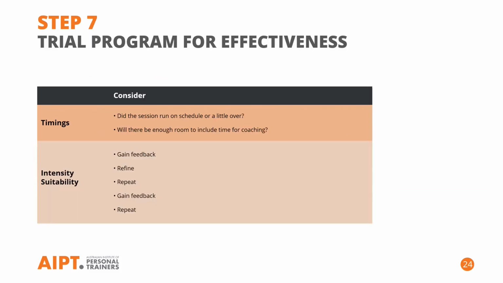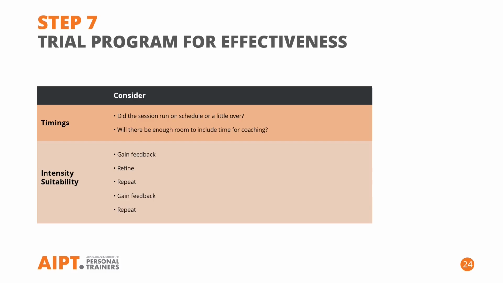And our final step after we've put it all together is to run the program and then trial it for effectiveness. So the things we want to look at here are the timings, first of all. So questions to ask would be, did the session run on schedule or under time or overtime? And if it did, what can you do to fix that? Can you take something out? Can you add something in? And have you given yourself enough time to actually include the coaching of the exercises within the program as well? And that's more applicable to new clients when they're learning exercises.